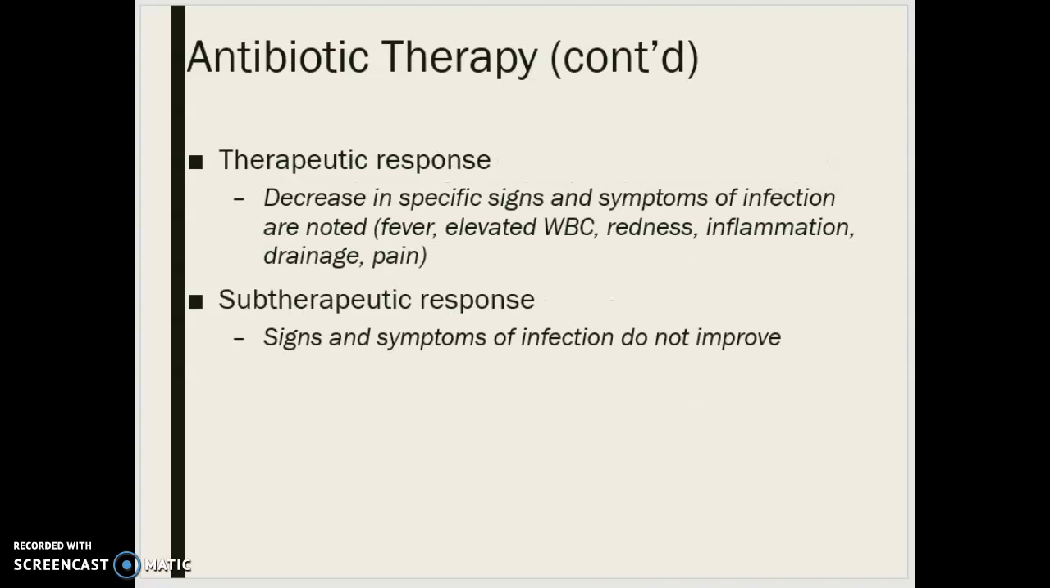So what do we watch for and monitor in our patients? Well, we're going to look for a therapeutic response. We hope to see that there's a decrease in the specific signs and symptoms of the infection. The fever's gone down, the white blood cell count is going down, there's less redness, inflammation, drainage, and pain. There could be a subtherapeutic response, which means that the signs and symptoms of the infection did not improve.